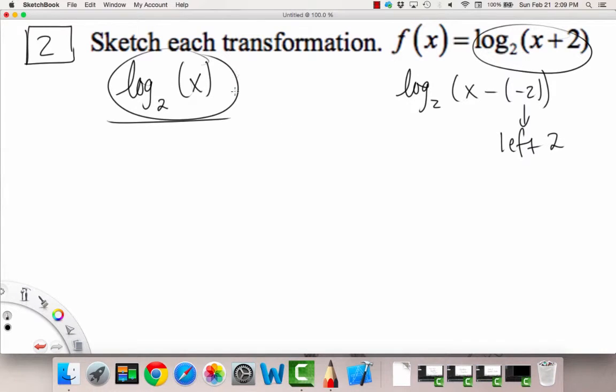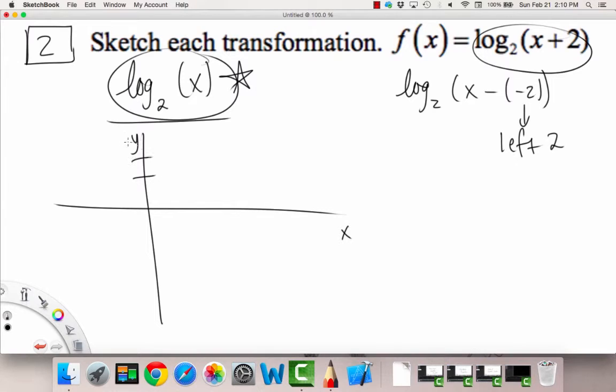Alrighty, so the first thing we're going to do is sketch the parent, or toolkit, function, and then we're going to shift all the points to the left 2. Okay, so let's say we have something like this. Here's our x and here's our y. 1, 2, 3, 1, 2, 3, 4, 1, 2, 3, and 1, 2, 3.